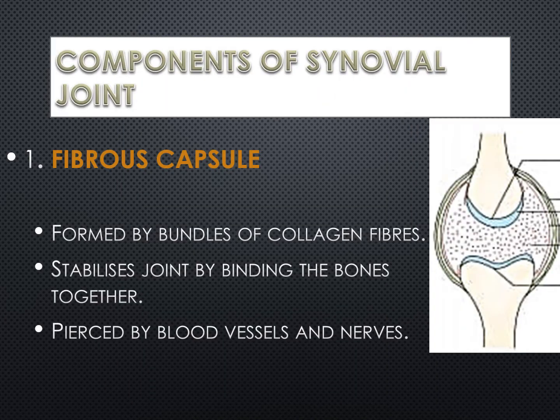Now let us look at the components of the synovial joint. We learned the outermost covering of the joint is the fibrous capsule. It is formed by bundles of collagen fibers, and it stabilizes the joint by binding both the bones together. The fibrous capsule is pierced by blood vessels and nerves to supply the joint.